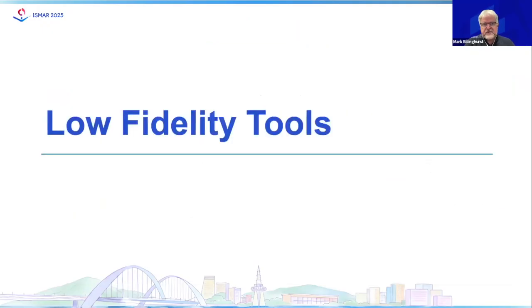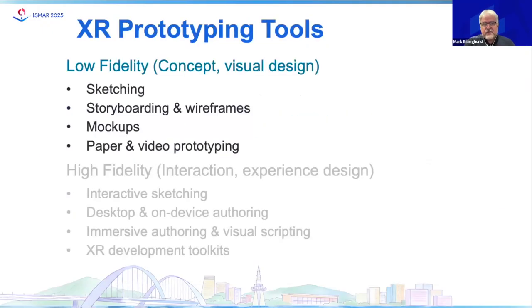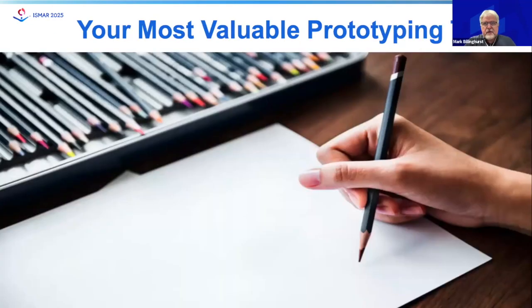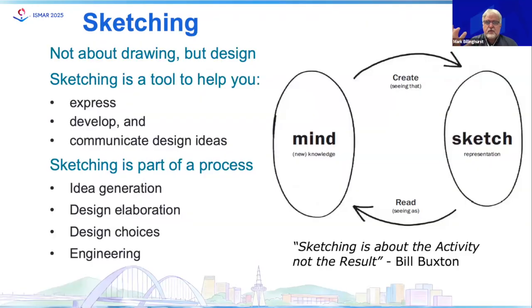So let's talk about low fidelity tools. And these involve tools such as sketching, storyboarding, building mock-ups, and paper and video prototyping. So you can typically go through this process from sketch to prototype, where you start with some sketching, move through wireframes and mock-ups, and then build an interactive prototype. So the most important prototyping tool you can use out of all of them is really just a pencil and a piece of paper. And that's really important because sketching isn't about drawing, but it's about taking an idea in your mind and making it physical.